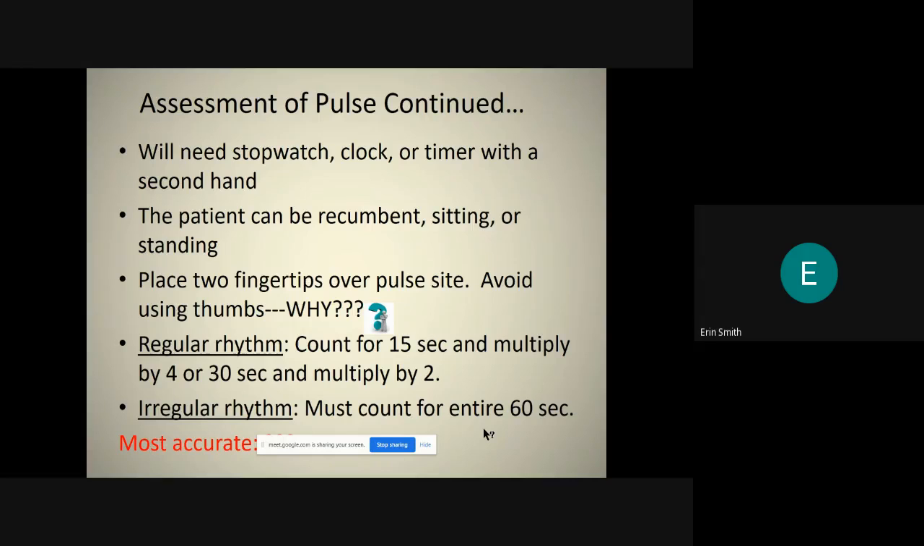You can count the pulse for 15 seconds and then multiply that by 4. You could also do 30 seconds and multiply it by 2. Obviously, the longer you count the rhythm, the more accurate your reading is going to be. If you have somebody that's irregular and their rate is all over the place, then you definitely need to count for the entire 60 seconds. So the most accurate, and I think I've already answered that question for you, is going to be to count for that entire 60 seconds. Counting for 30 seconds, multiplying it by 2 would be more accurate than counting for 15 seconds and multiplying it by 4.